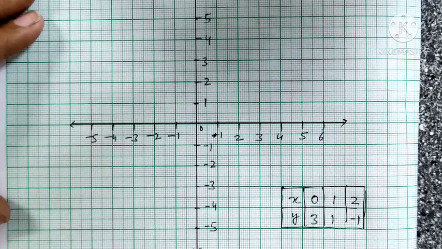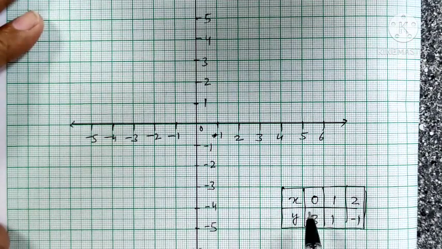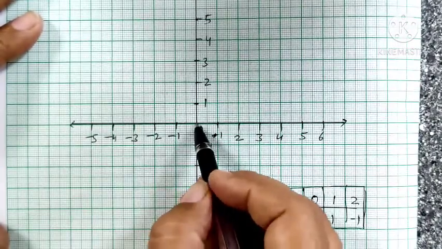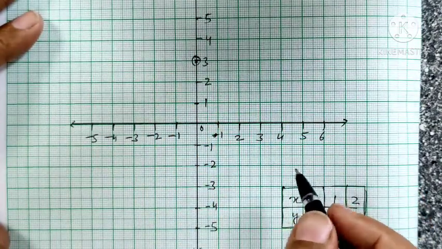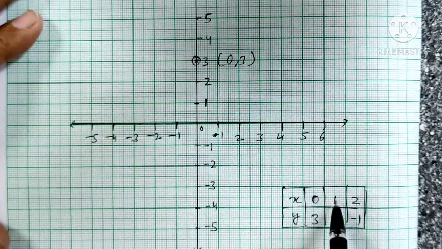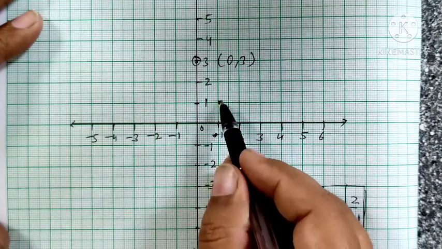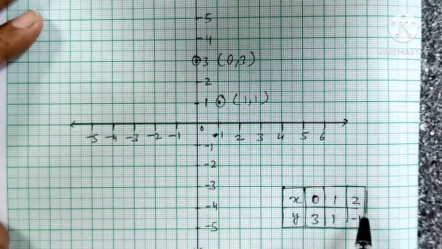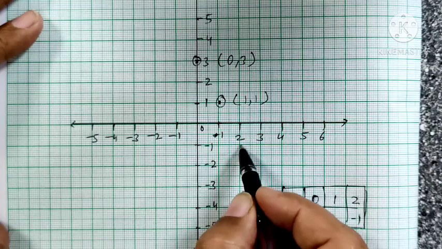Now let us plot the points on the graph and draw the linear equation. The first point that we have received is (0, 3). This (0, 3) lies on the y-axis. The second point is (1, 1). This is the second point. Now the third point is (2, -1). This is (2, -1).